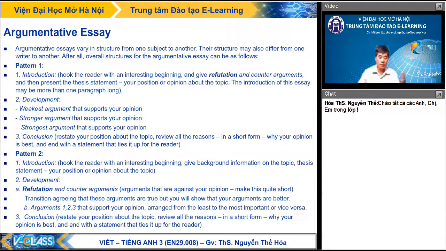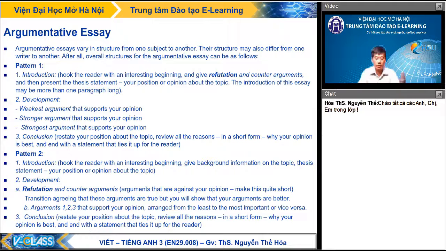Argumentative essays vary in structure from one subject to another. We may have some kind of patterns. For example, in the first part, that is the introduction, you may present the refutation or some counter argument. And then in the development, you may try to develop the weak argument, and then the stronger argument, and then the strongest argument. And also we move on to the conclusion.